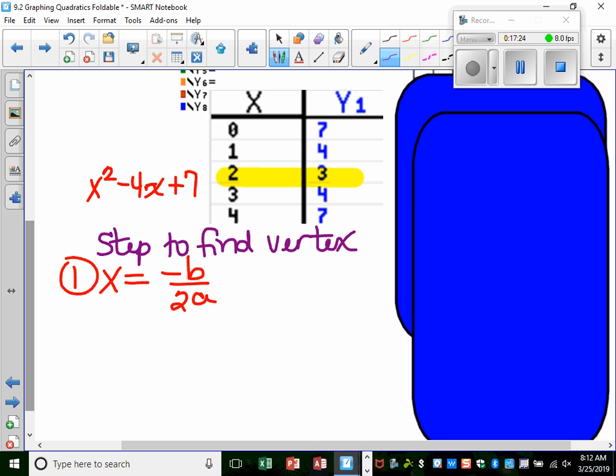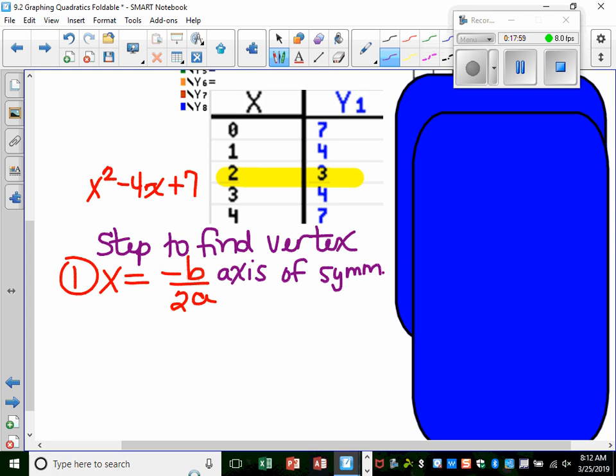Now remember, this is also called your axis of symmetry, so I'm going to write that word as well. Write it down. If I just simply asked you to find the axis of symmetry, you would stop at step 1. If I asked you to find the vertex, then you would continue after step 1.